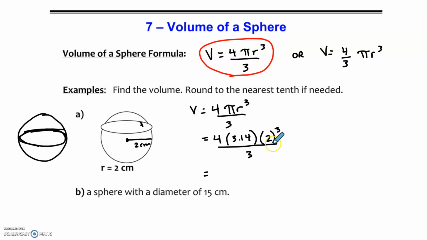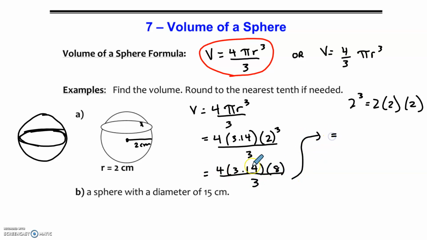I'm going to do this in steps. I'm going to start by getting the answer of the exponent. So it's 4 times 3.14, and 2 to the exponent 3 gives me an answer of 8. Remember that 2 to the 3 means 2 times 2 times 2. And we're using that exponent button in our calculator. Okay, and then that answer is divided by 3. Now I'm going to solve the numerator. 4 times 3.14 times 8. That gives me an answer of 100.48. And then that is divided by 3. So let's do our last step, divide by 3.